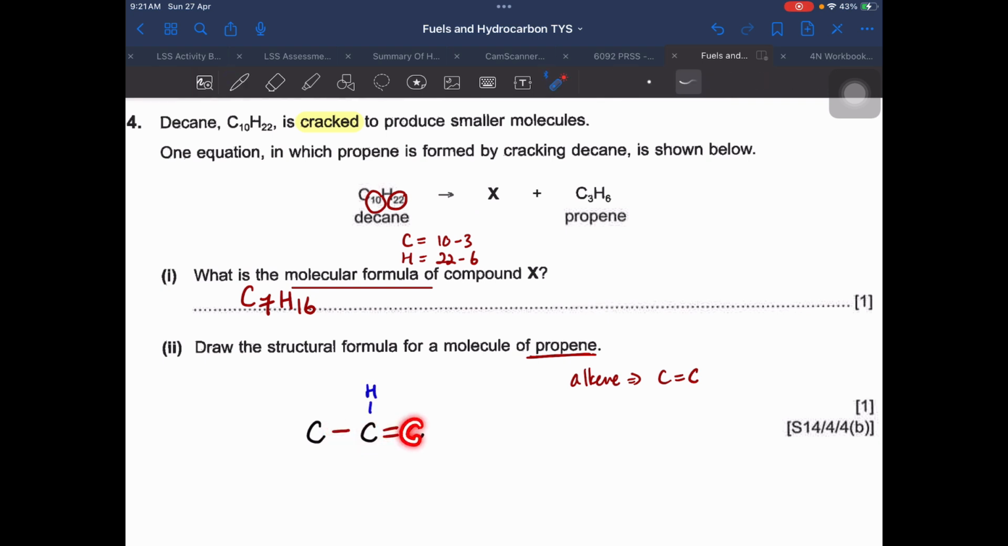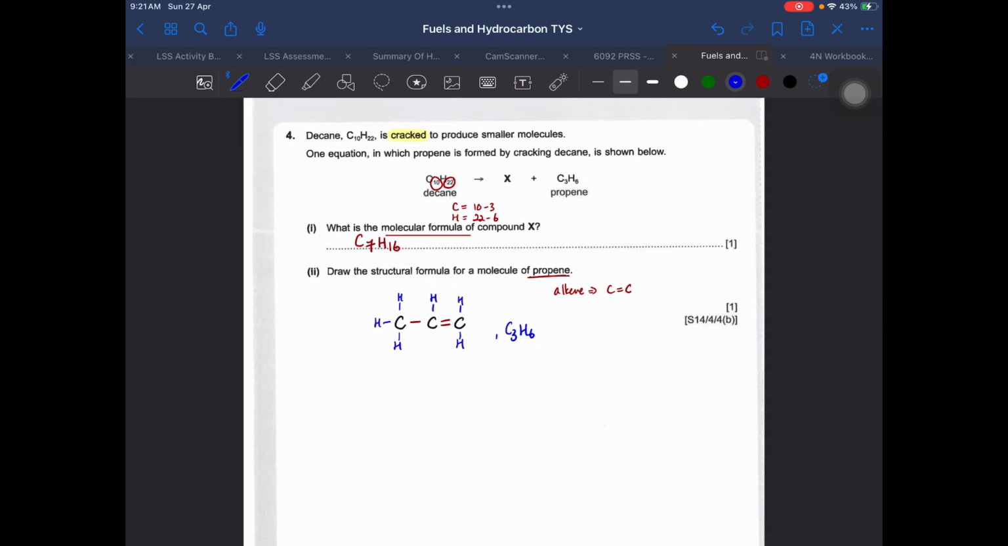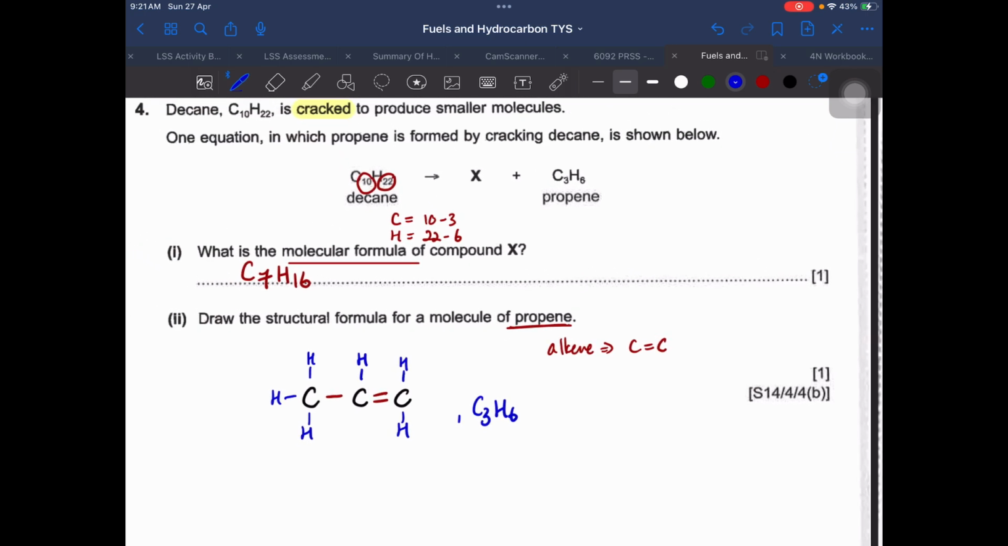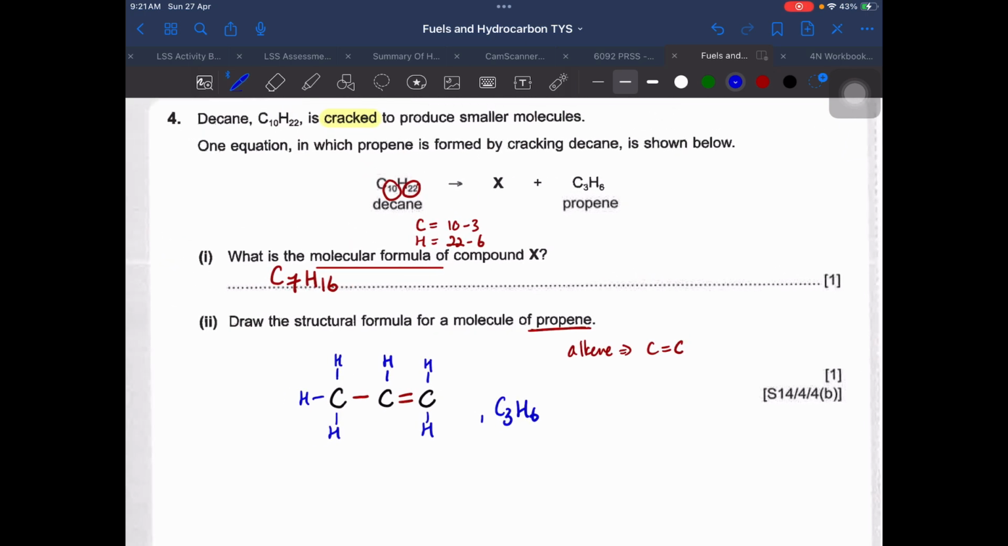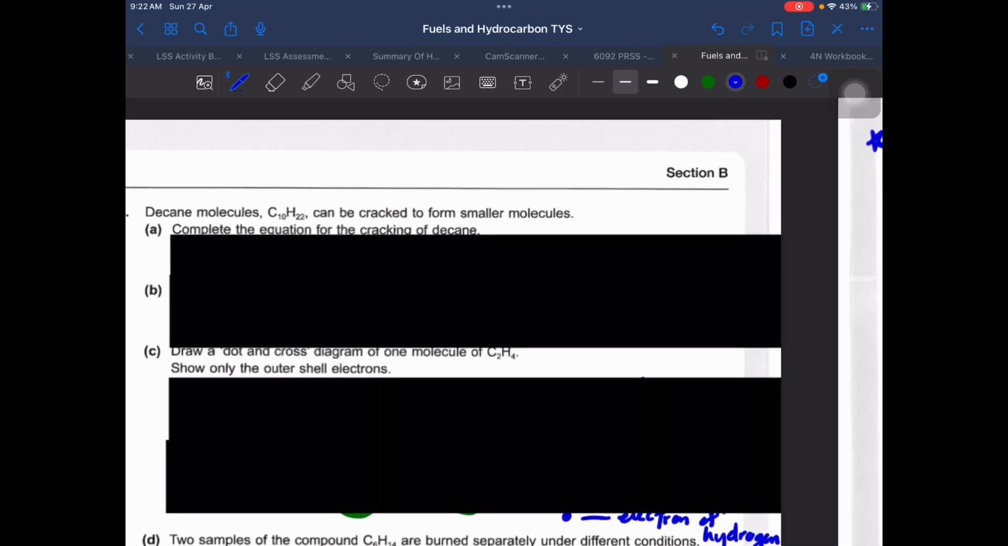This carbon here has 1, 2. So it needs 2 more. This carbon here has 1. So it needs 3 more. And there you have it. This is your C3H6. Alright, so that is how the drawing works. Right, always go step by step. But you must first know whether it's an alkene or an alkane, because the drawing is very different. Yep, let's go on to the next page, 109.